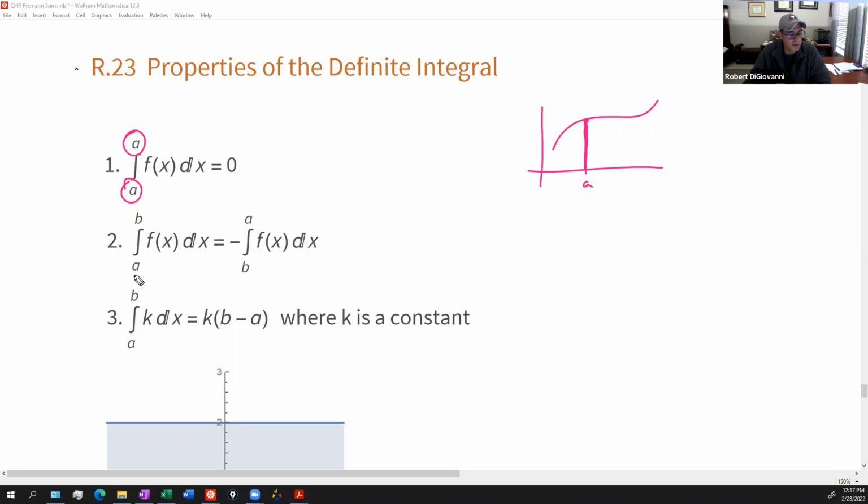The second property says if you go from A to B and you want to find the area underneath the curve, what you can do instead is go from B to A, switch the order, but then you have to switch the sign out front. So, reversing what we call the limits of integration changes the sign of the integral.